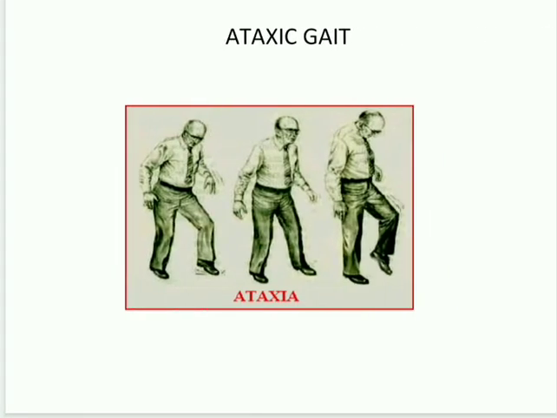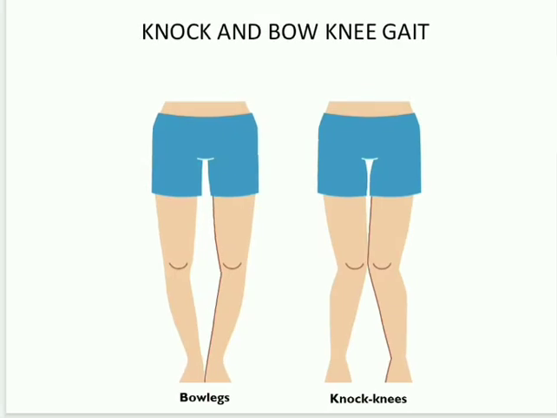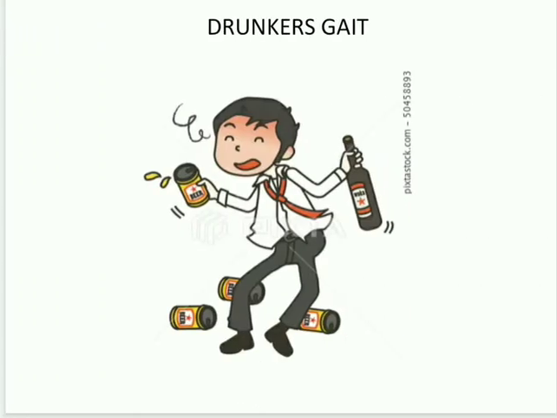Next, ataxic gait. In this, there are two types which can be seen: cerebellar ataxia and sensory ataxia. When coming to cerebellar ataxia, there will be a lack of coordinated movements. Hence, the gait pattern resembles a drunkard's gait. I have a picture, I will use the picture also. This is your drunkard's gait. Yes, this is drunkard's gait.